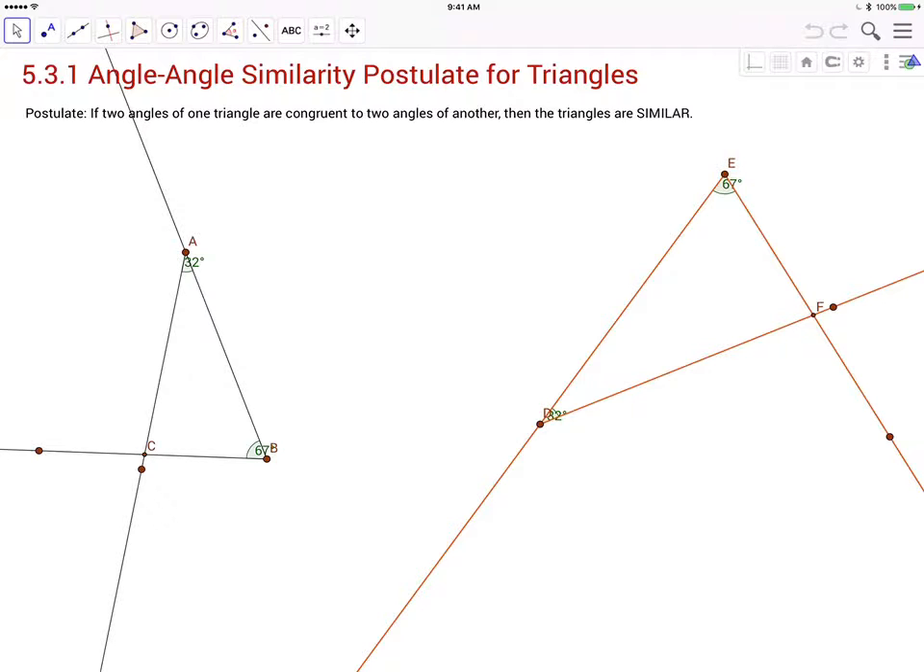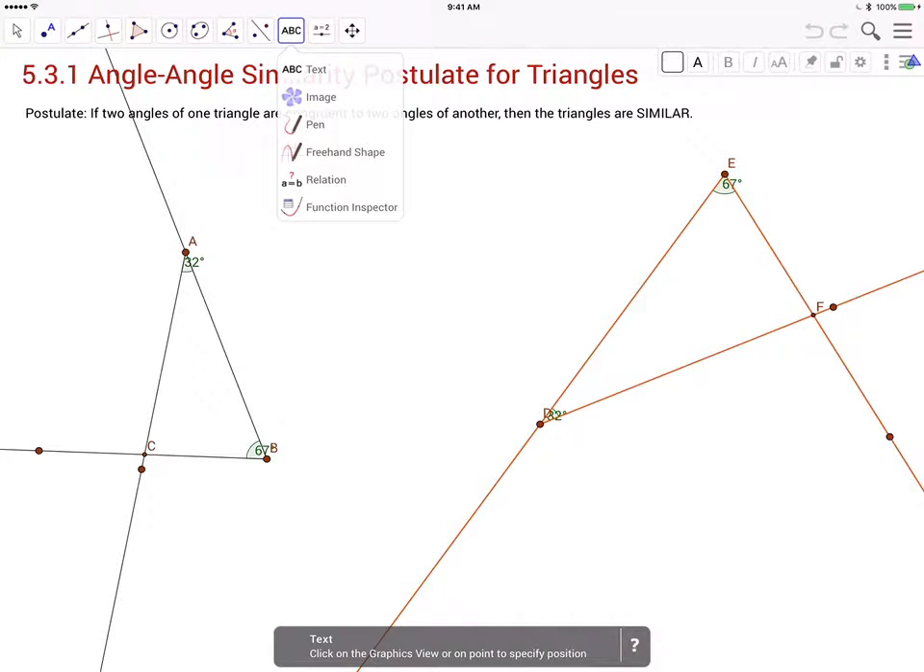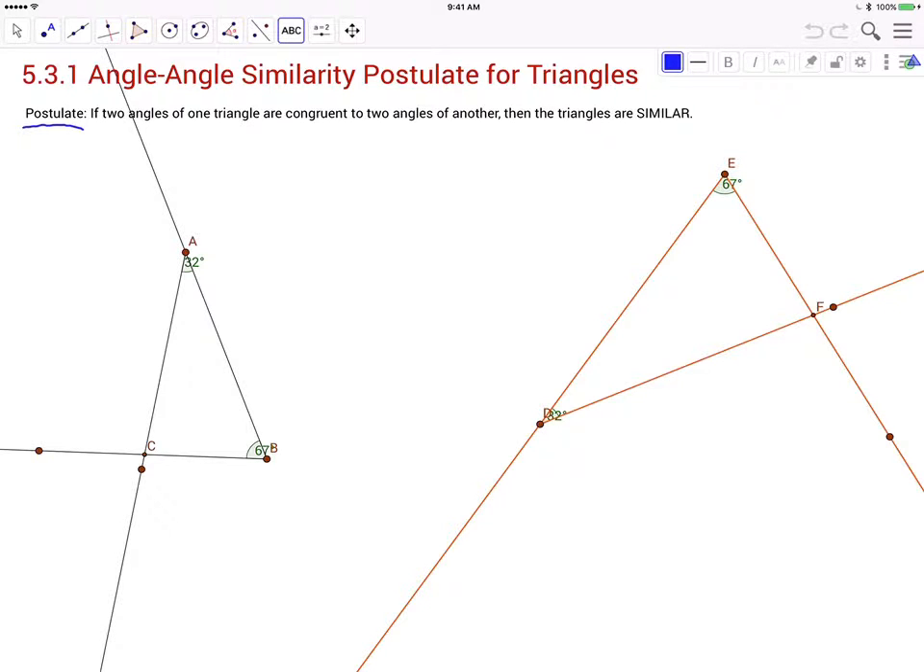This doesn't apply to anything but triangles. It does not apply to quadrilaterals or anything with more than three sides. And you'll see the reason for this in a second. So this is a postulate, and you'll remember that when we use postulates in the last course, that is when we are simply going to agree that this is true without proof. There will be other proofs that we will create and theorems we'll create, but we need a starting point, and that starting point is the angle-angle similarity postulate.